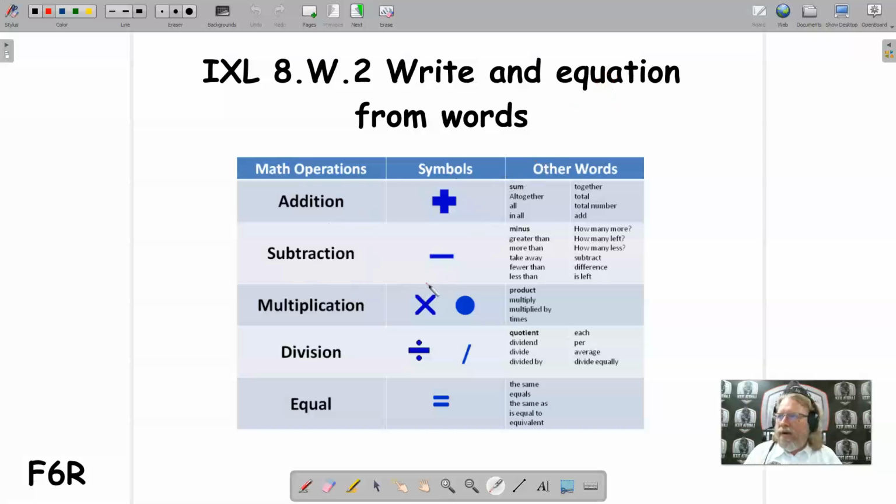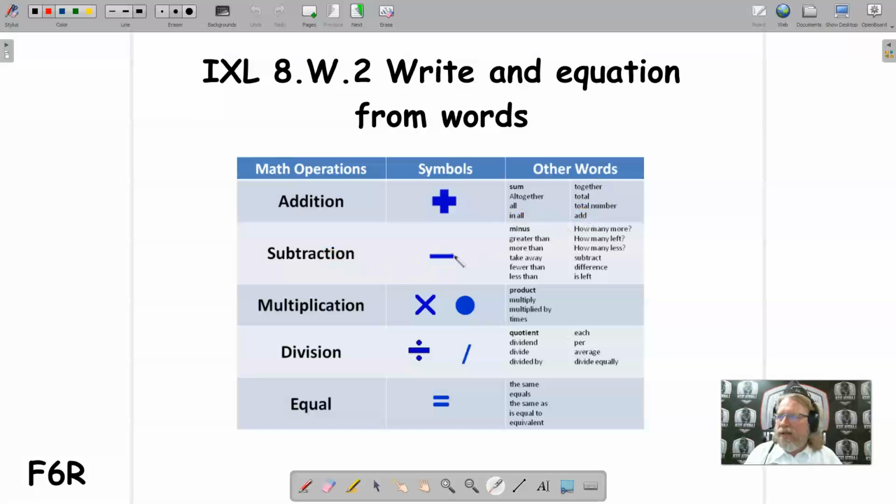I have a graphic organizer here to help us remember some of the words that we use for the 4 different operations. And for addition, plus sign here. Some of the words we use are sum, altogether, all, or how many in all, how many together, what is the total, what's the total number of, or to add.